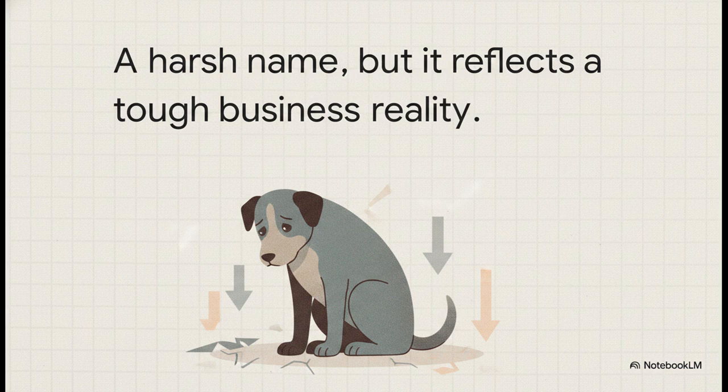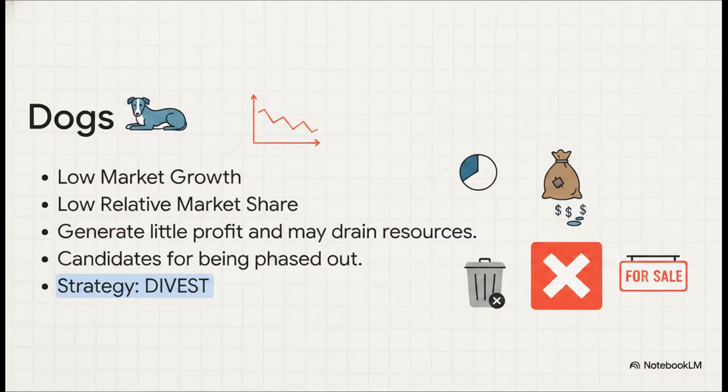And finally, we get to the dogs. You know, it's a harsh name, but honestly, it reflects a tough business reality. Dogs have a weak position in a slow growth, maybe even a stagnant market. They generate very little profit. In fact, they can often drain resources and a lot of management attention. So unless they serve some other really specific strategic purpose, the standard advice is to divest. Phase them out, free up those resources, and put them into more promising products.